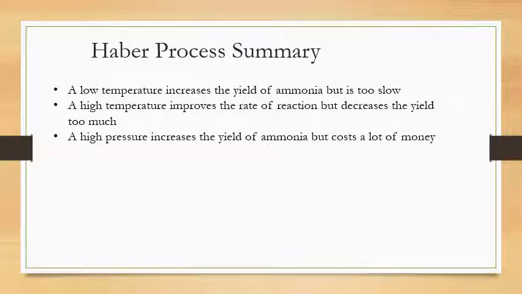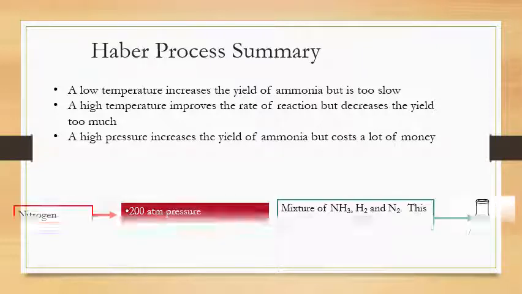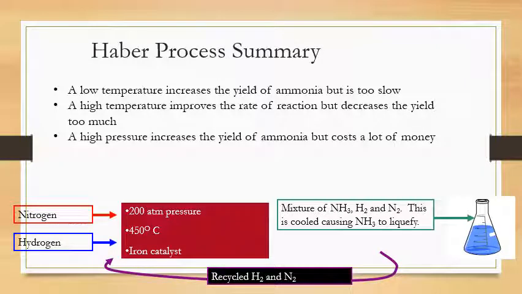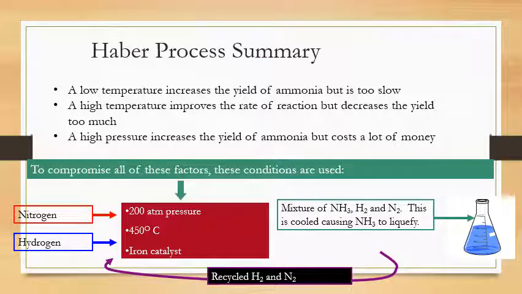At high pressure, this increases the yield of ammonia, but this is quite expensive. So that's the kind of cost that you have. This is the reason why you use 200 atmospheres of pressure at 450 degrees Celsius and use an iron catalyst. To compromise all these factors, these are the conditions to use.